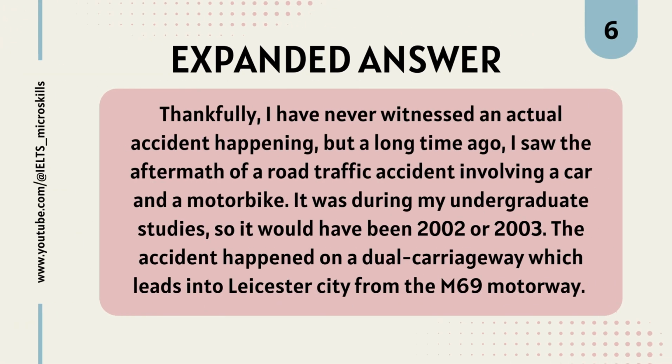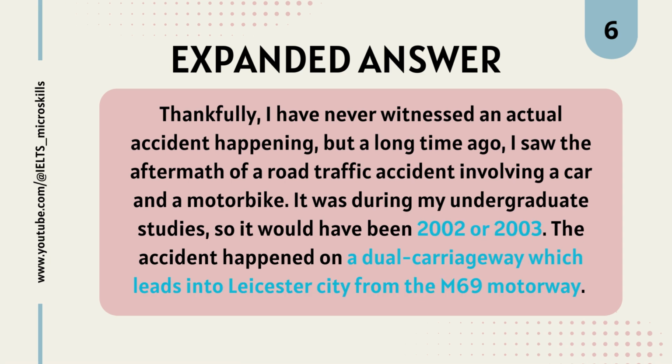Thankfully, I've never witnessed an actual accident happening, but a long time ago I saw the aftermath of a road traffic accident involving a car and a motorbike. It was during my undergraduate studies, so it would have been about 2002 or 2003. The accident happened on a dual carriageway which leads into Leicester City from the M69 motorway. This is a much more detailed response, which makes it very clear when and where the accident happened, and also demonstrates some nice structures such as modal past.